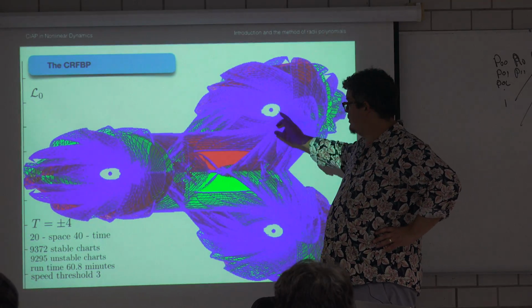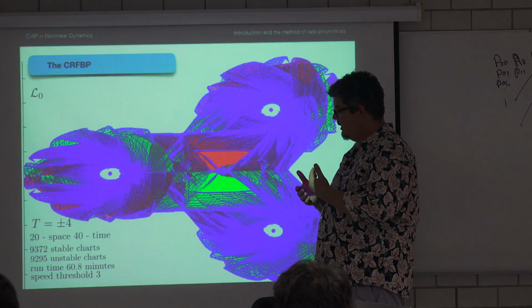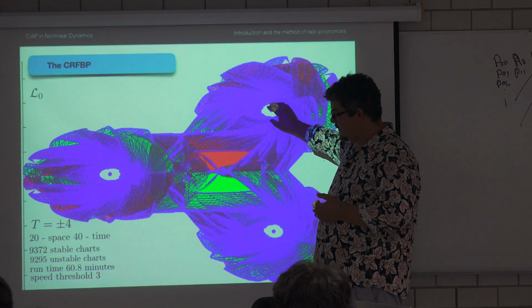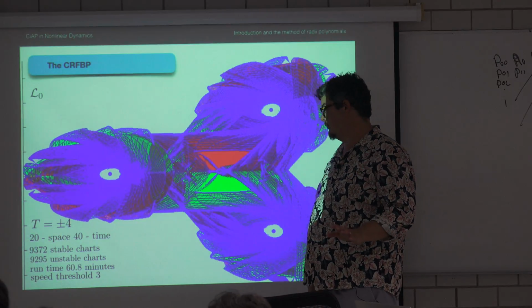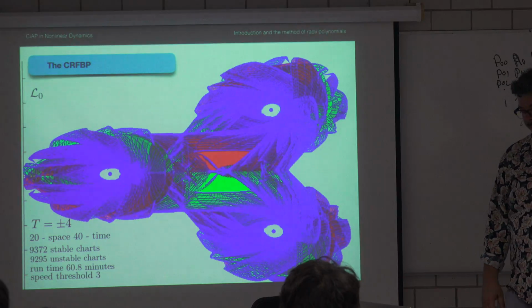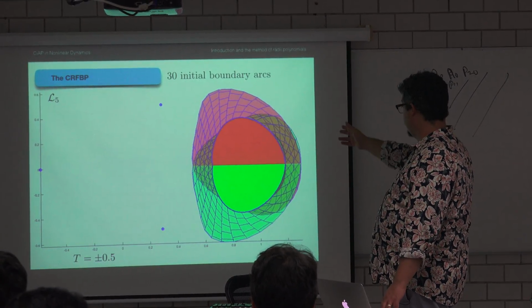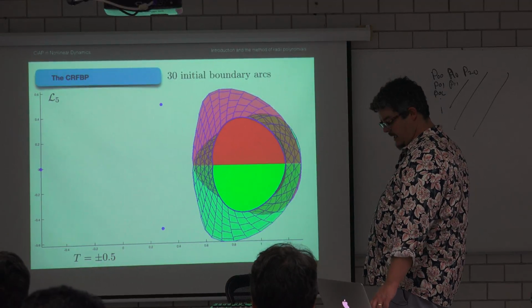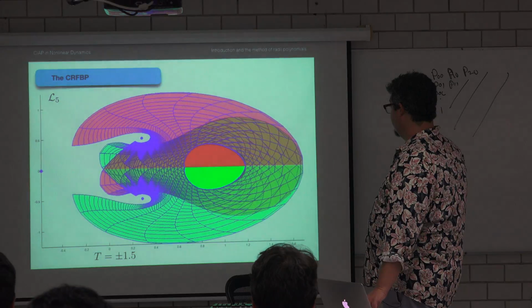Now, you have a problem when you get too close to the primaries. Right now, the way we're solving that problem is if our velocity exceeds a certain threshold, we throw a chart away. Okay? It's not the best way to do this, but it still gives us a lot, right? At L5, you can do the same thing. Okay, so this is again, these local manifolds at L5. That's 0.5 time units, and so on.